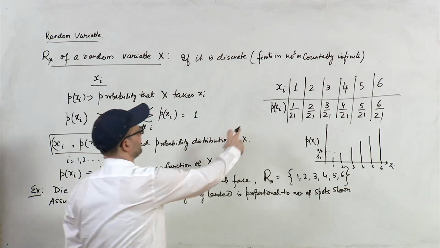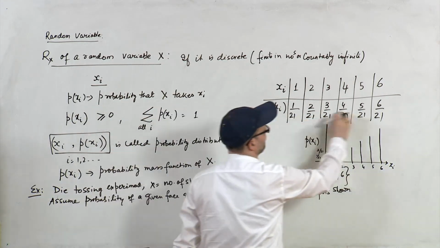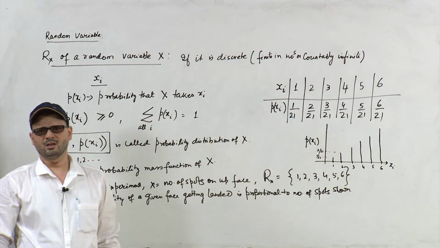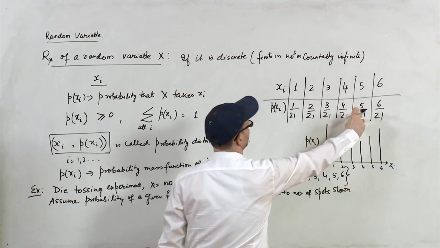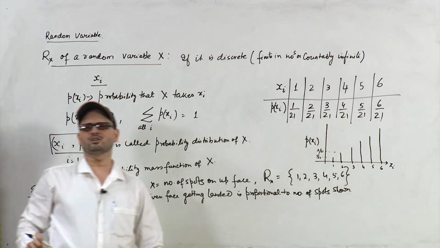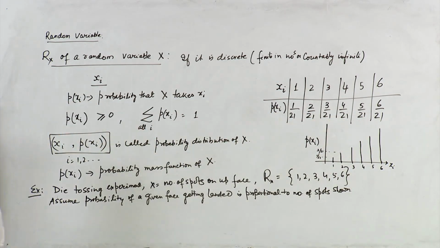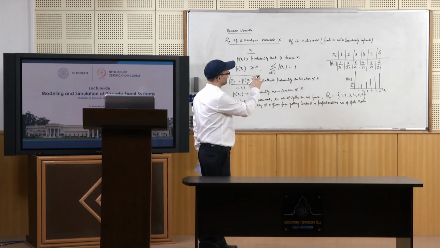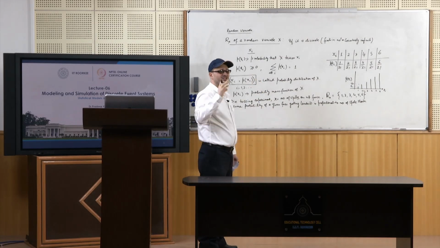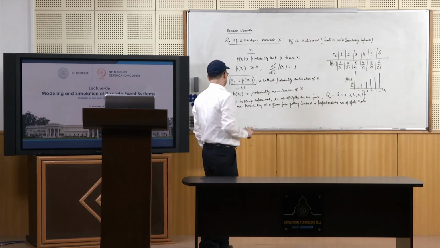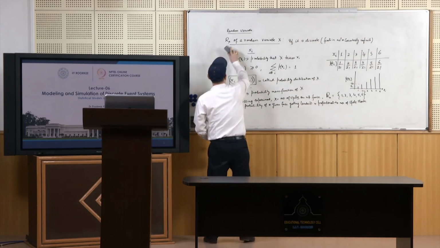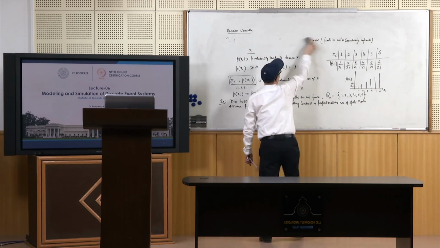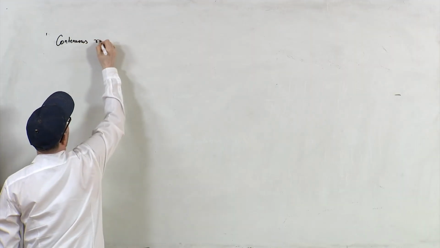If we take the summation of p(xi), it will be 1. If we see the p(xi) values, they are all greater than or equal to 0. So, these are the conditions which are to be followed. So, this is a case of a discrete random variable. Now, we will see the next kind of random variable, that is the continuous random variable.